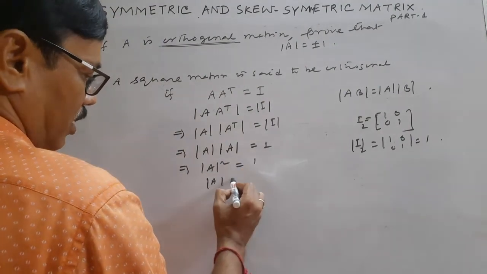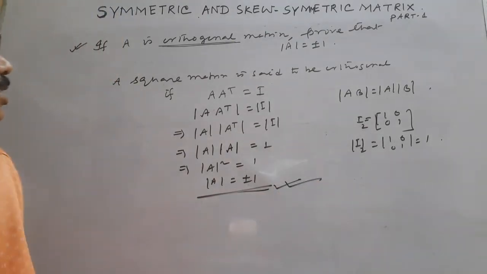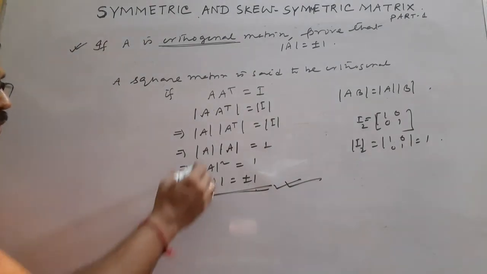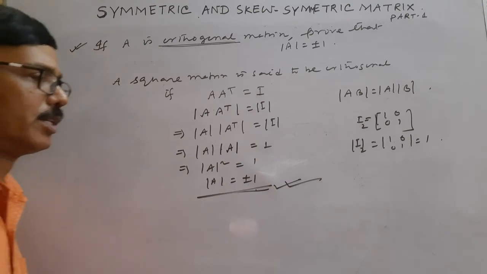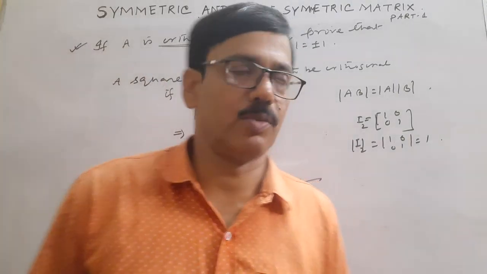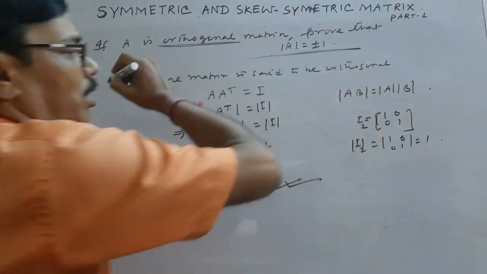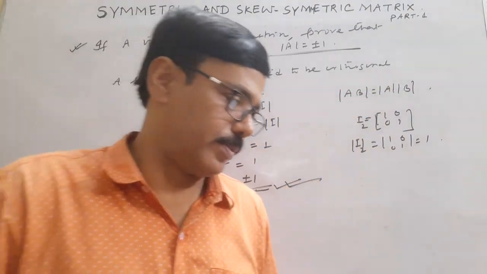It is actually determinant, not mod. So determinant A into determinant A, that is determinant A squared equals 1. So determinant A equals plus or minus 1. So this is the most important result for MCQ, for West Bengal JEE also.